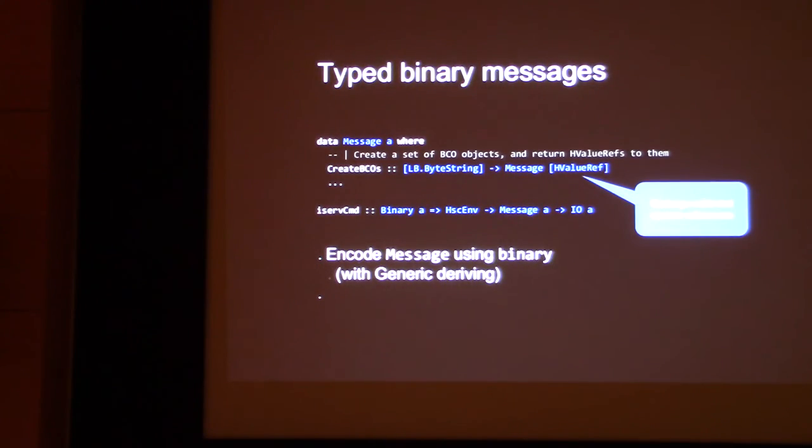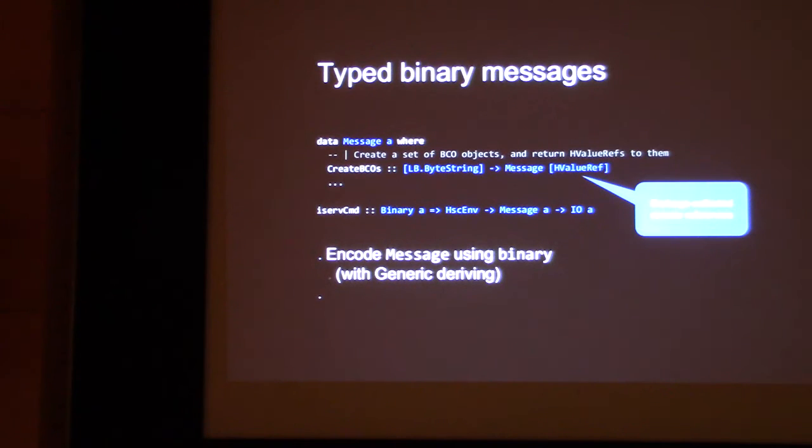Let me just give you a flavour of what the API is across this boundary. There's a type of messages, a data type with a type parameter. The type parameter of Message is the type that the message is expecting as its result. For example, to create some bytecode objects, we have a CreateBCOs constructor, and it takes some byte strings representing the bytecode that we're going to generate, and it returns a list of HValueRefs. These are remote references to objects on the other process. I'll tell you in a minute a bit more about how that works.